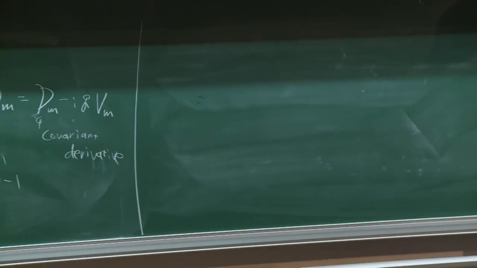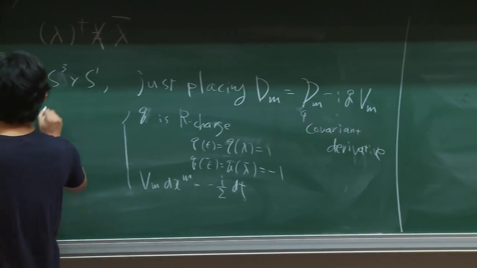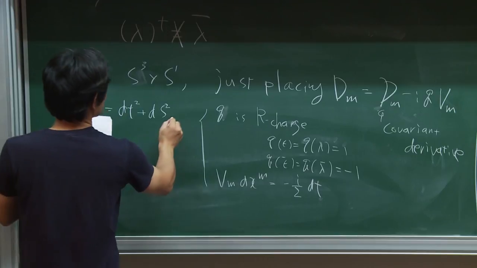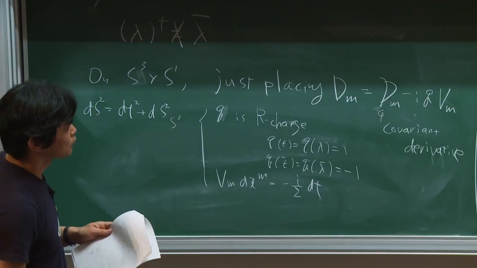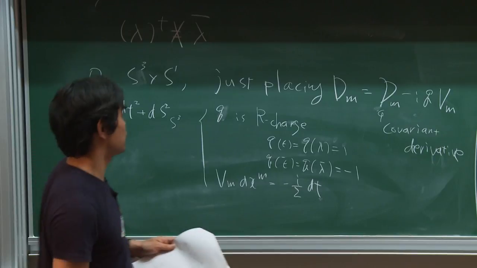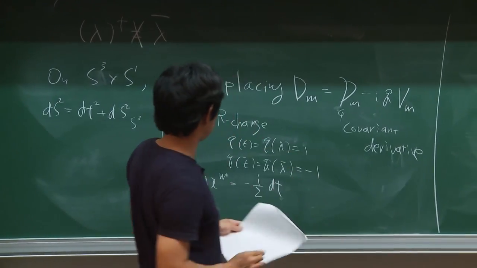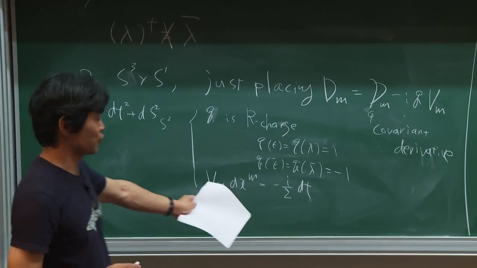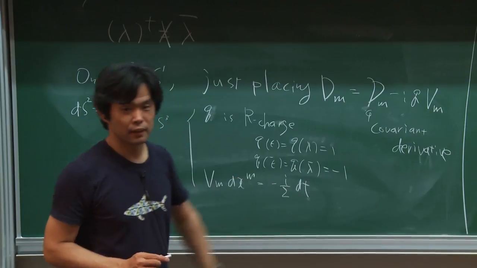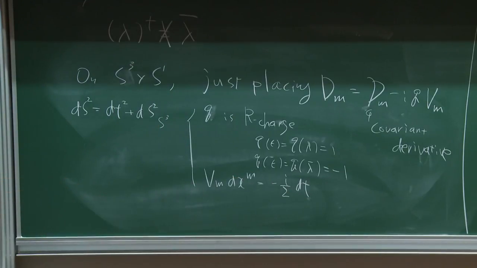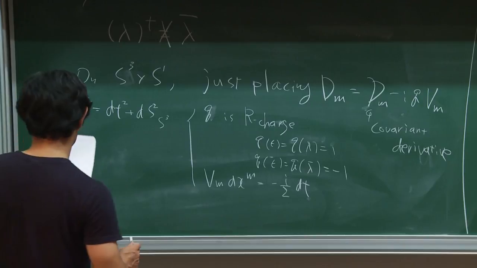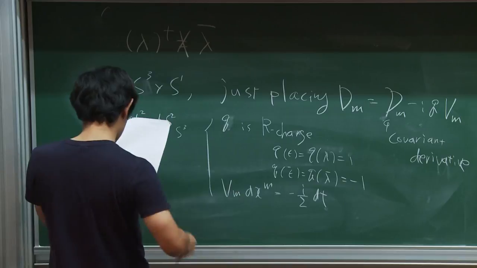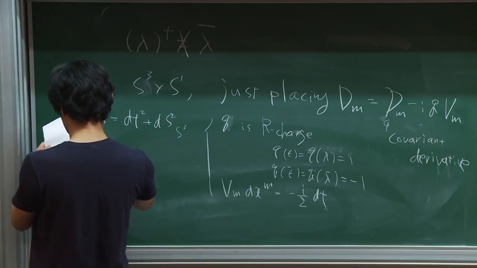Okay, sorry. So here, it looks like B is pure imaginary. You have B_M dx^M equals minus i, yeah, that's true. Yes, this is the correct one in Euclidean. Lorentzian is different, but in Euclidean this is correct. Yes. So yeah, in a Euclidean case, many things are strange.